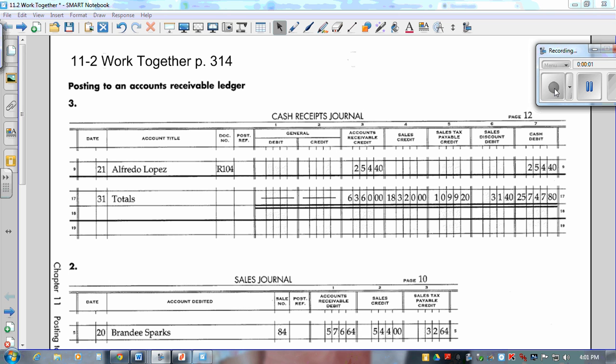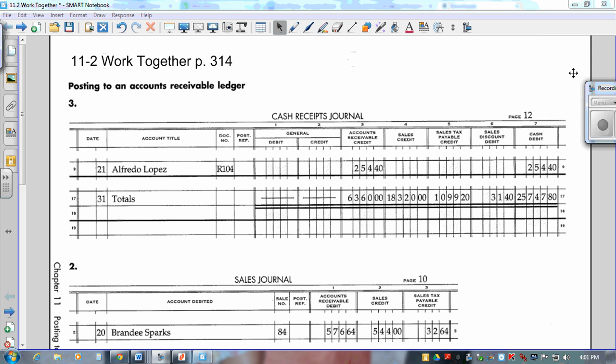This is 11.2 for Accounting 1, the Work Together assignment. You will find the instructions on page 314 in your textbook, and you are going to be looking in your workbook on pages 257 and 258. You will also need to look back on page 253 for the general journal that was included in 11.1.